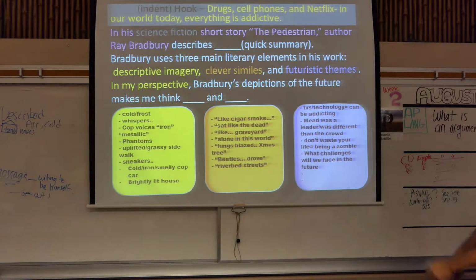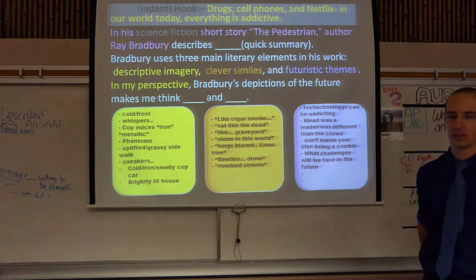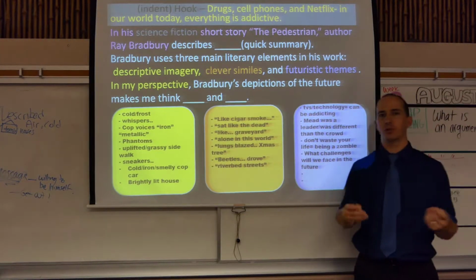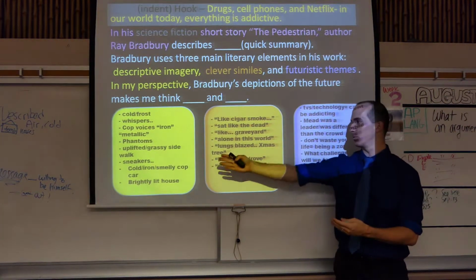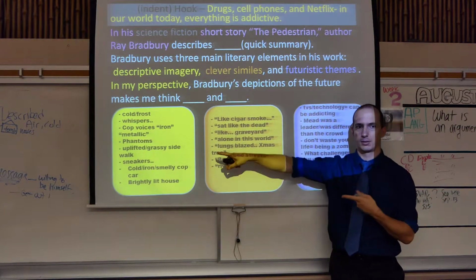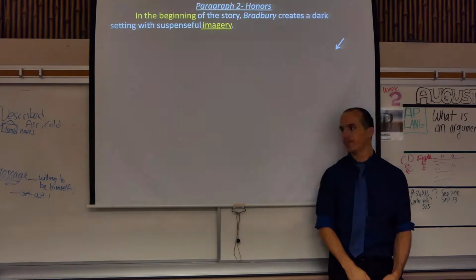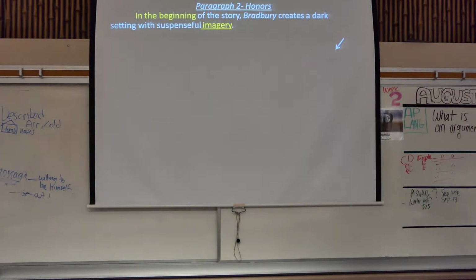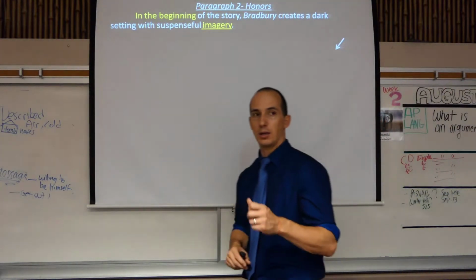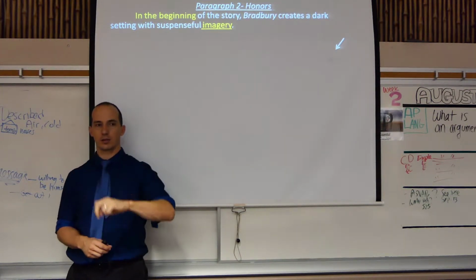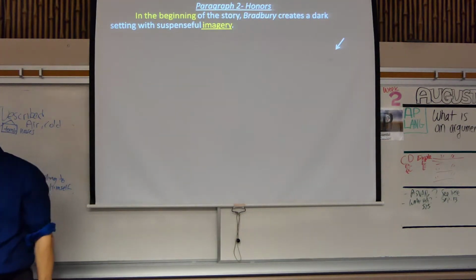You guys are going to help me write paragraph 2. What information is in paragraph 2? The first one. Cool. So our sentences are going to talk about some of this stuff. Topic sentence: In the beginning of the story, Bradbury creates a dark setting with suspenseful imagery. I told my reader I was going to talk about imagery, similes, and the future themes, right? So, there's my topic sentence. Imagery is the first one.